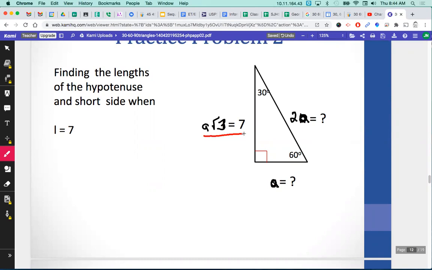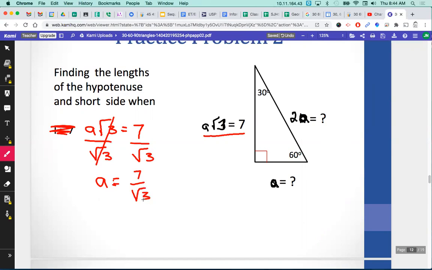Now, what I need to do, I need to solve for A. So, let's see, A radical 3 equals 7. So to solve for A, I've got to divide both sides by a radical 3. This will cancel out. I get A equals 7 over radical 3.